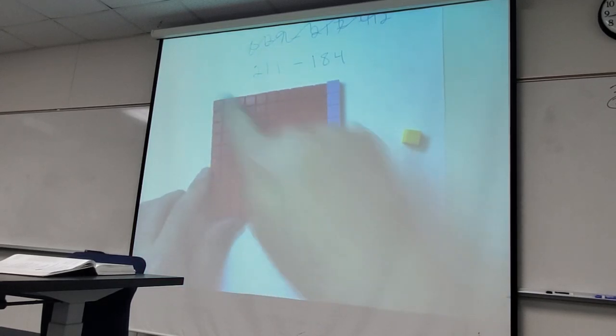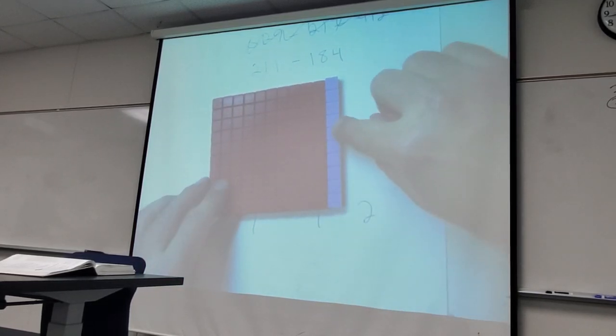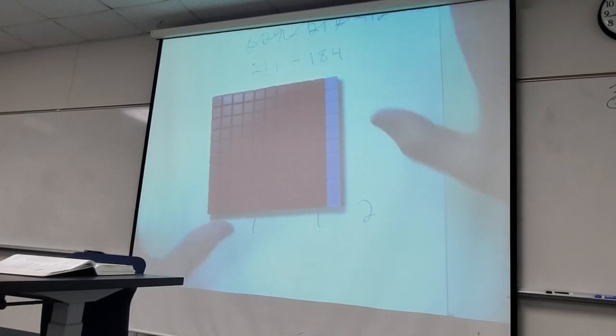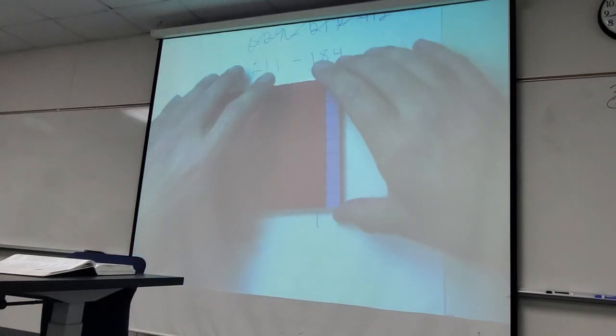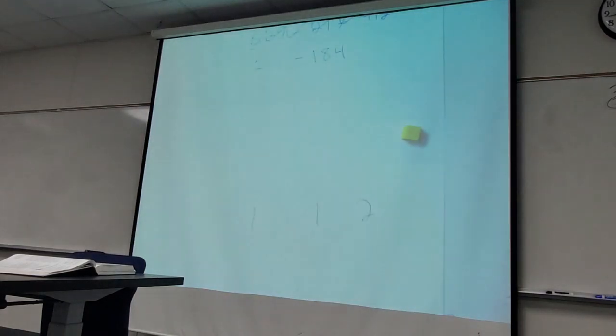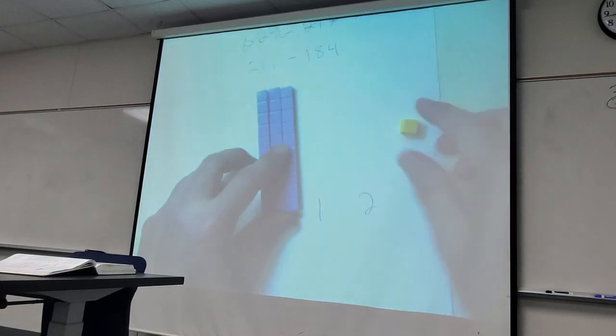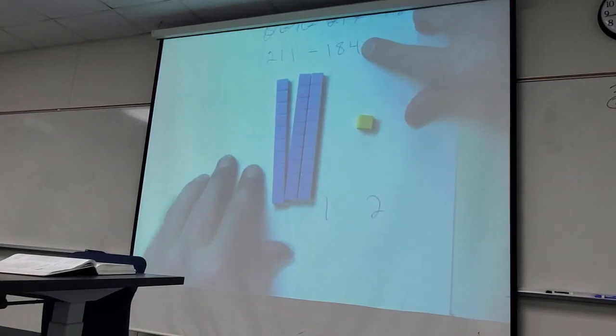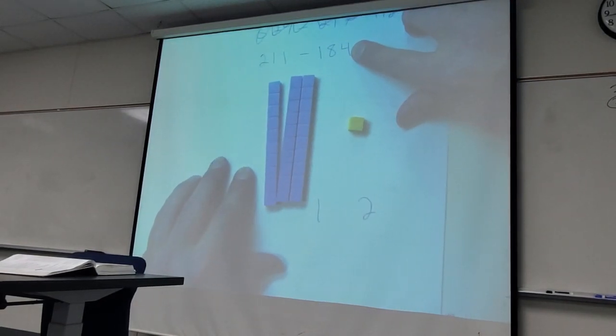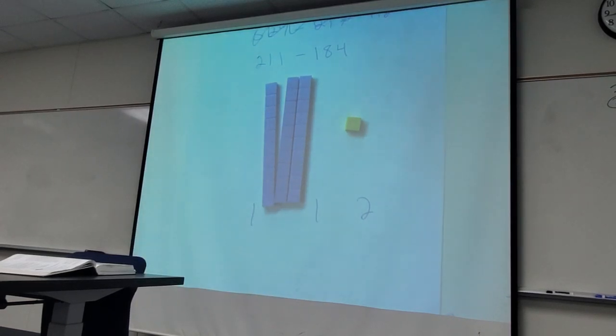There's 10 longs, yes? There's 11 longs. Yes, minus 8. So how many longs am I going to have left? 3. I have 3 longs left. Okay. Now I still have to subtract 4. So again, now they kind of get the idea. It doesn't matter what shape it is, where I am in the problem, I take what it is and I break it into its parts. And I don't know, did I give you enough of these? I think I gave you enough of these, right?